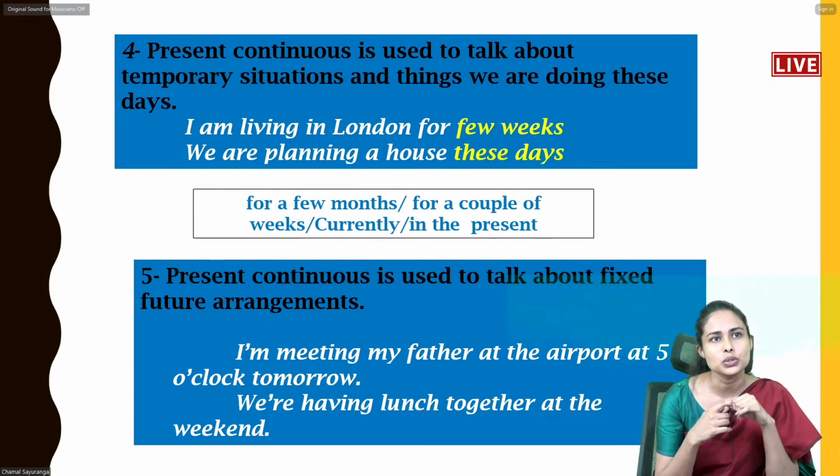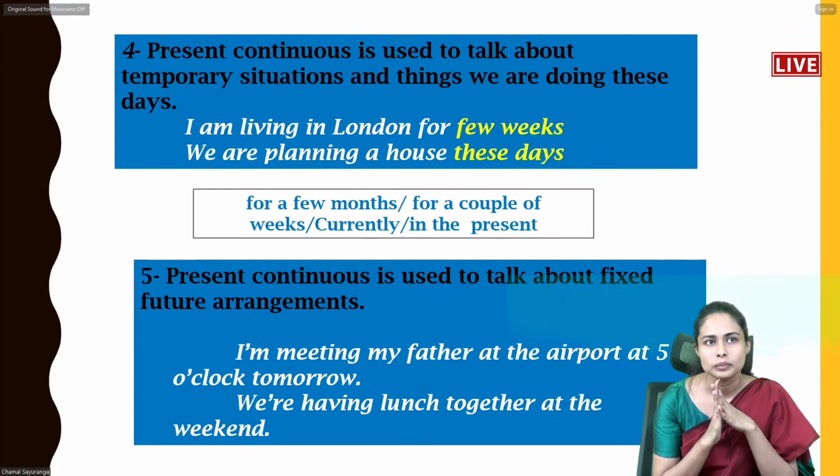We are having lunch together at the weekend. This weekend we are having lunch together. I am coming tomorrow, they are coming tomorrow, right? You can use present continuous to talk about future fixed arrangements that you have already planned to do, right? Is that clear?